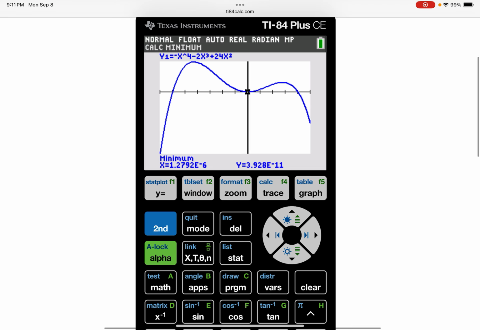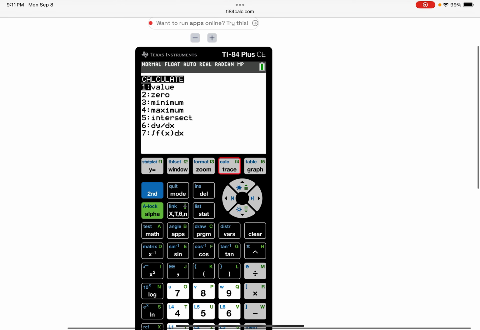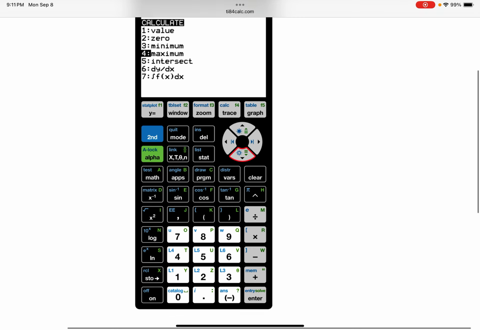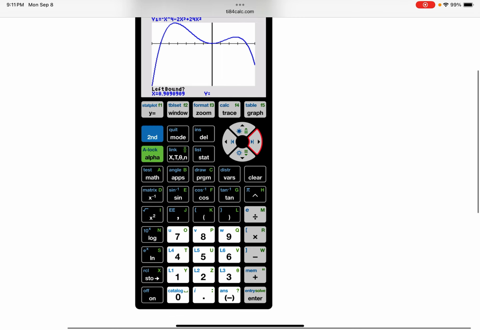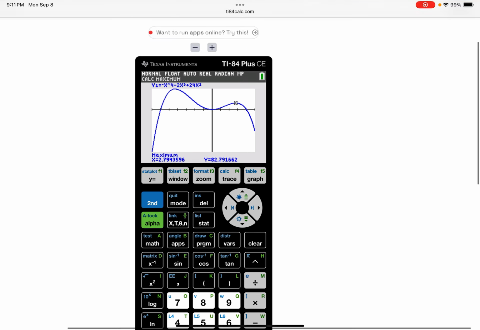And then we'll do the last one, which is another maximum. So second trace, we'll go down to number 4. And I'm going to go over to this one. We'll hit it there. And then we'll also hit it here for the right bound. And we get the other maximum.